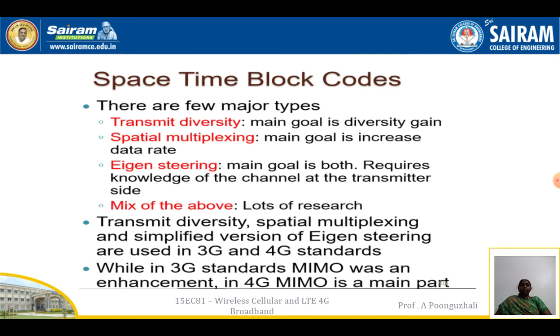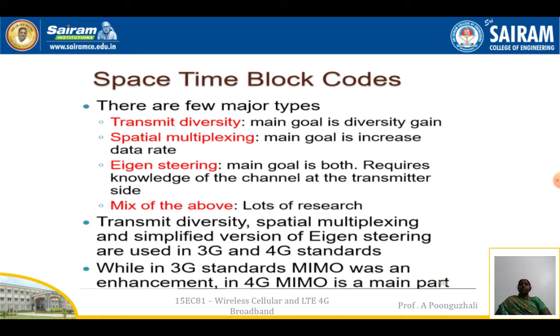So space-time block codes are going to have a few major types. One is transmit diversity. The main purpose of transmit diversity is to increase the diversity gain. Spatial multiplexing is to increase the data rate. Eigensteering's main goal is both to increase the diversity gain as well as to increase the data rate. When I go for eigensteering, I require the knowledge of the channel at the transmitter side. A mix of the above is still in research.